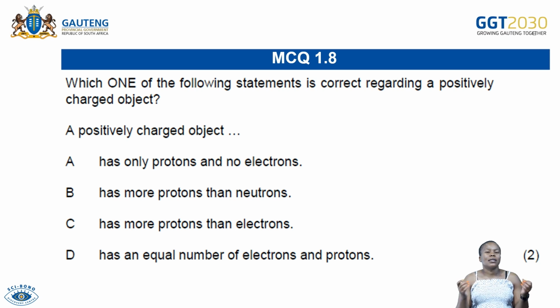D: has an equal number of electrons and protons. Definitely no. Why is it definitely no on option D? Because that one is neutral. It's not even positively charged. So the correct answer here is option C. A positively charged object has more protons as compared to electrons.